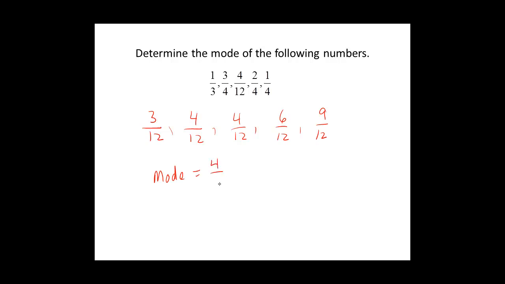Now we can write 4/12 in simplified form by dividing the numerator and the denominator by the greatest common factor. The greatest common factor is 4. 4 divided by 4 is 1, and 12 divided by 4 is 3. So the mode of the following numbers is 1/3.